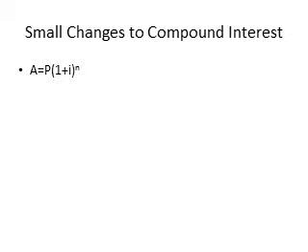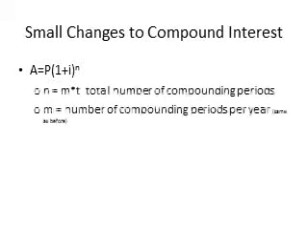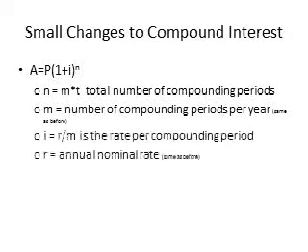The first thing that we should address is there is a new formula introduced in this chapter. The new formula is A equals P times (1 plus i) to the n. i and n are both new to you, but luckily they come directly from the formula you already know. n is the total number of compounding periods, which is the same as m times t, and i is the rate per compounding period, which is the same as r over m.